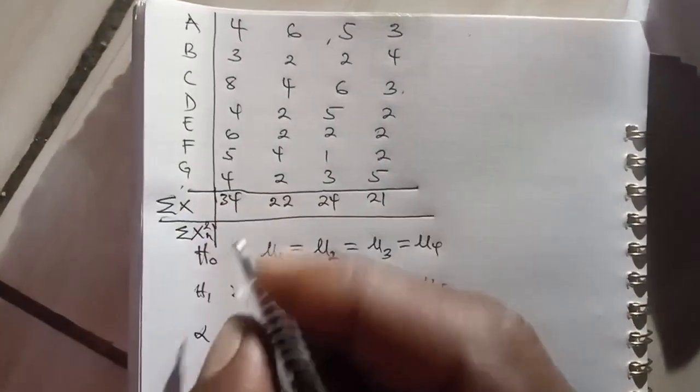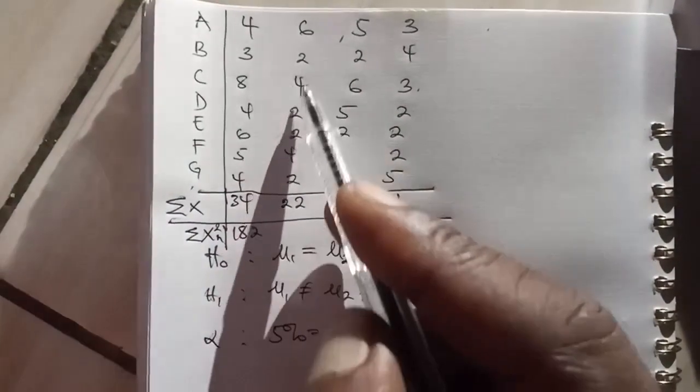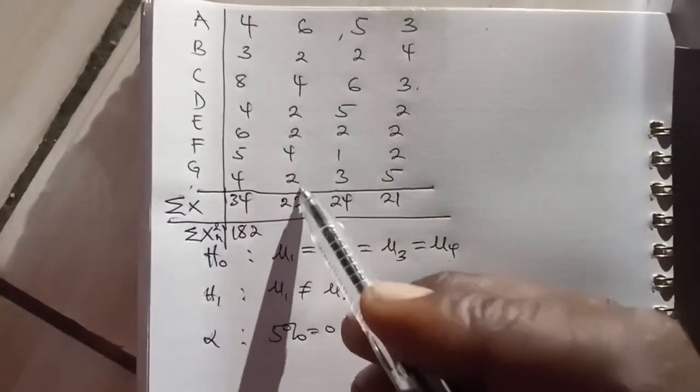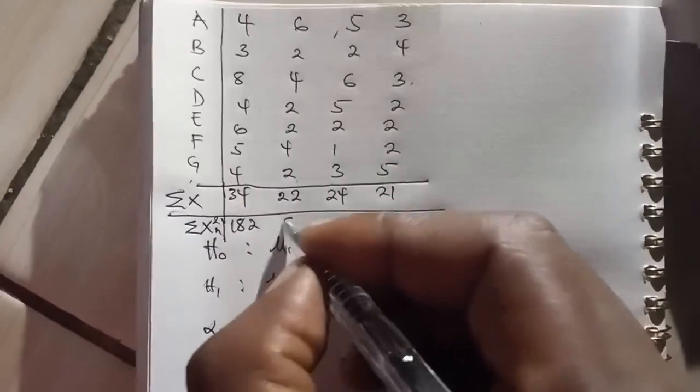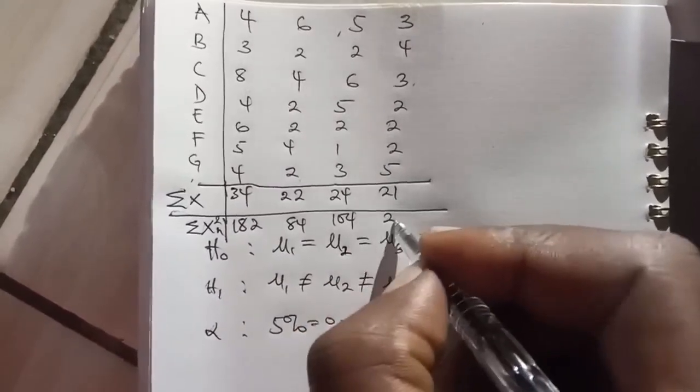The next thing we need to do is to get the square of each of them. This squared plus this squared plus this squared, and so on. What we're going to have is 182. Then the same for the next row, what we're going to get is 84. Then the same here we'll get 104. The same here we'll get 20. So that is 71.